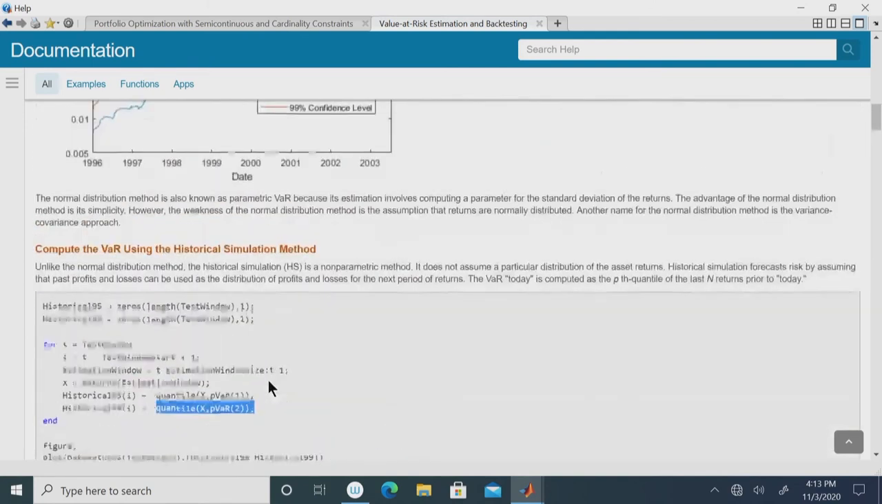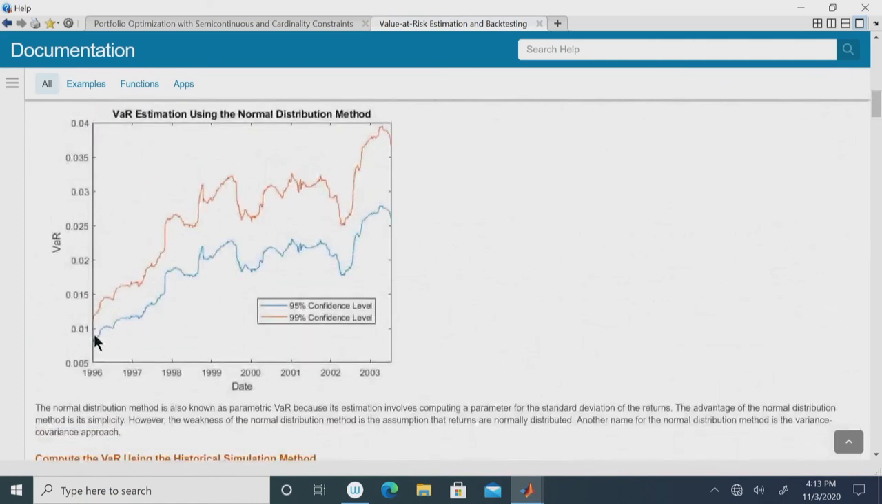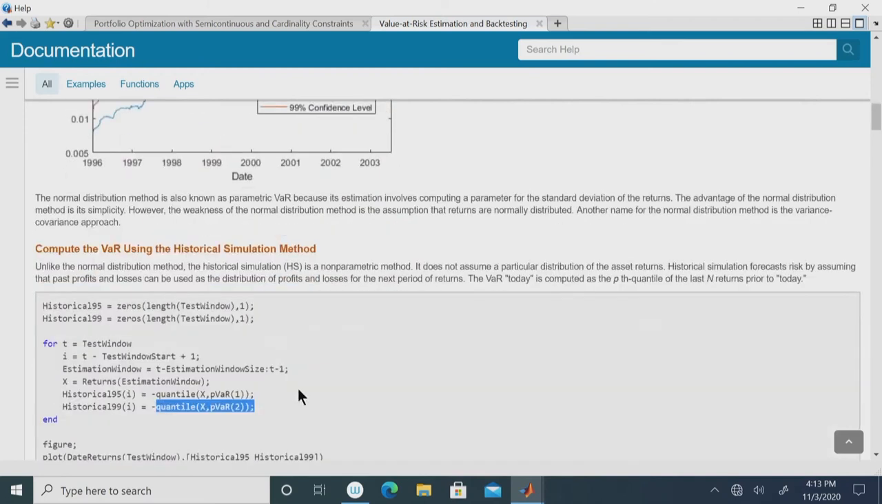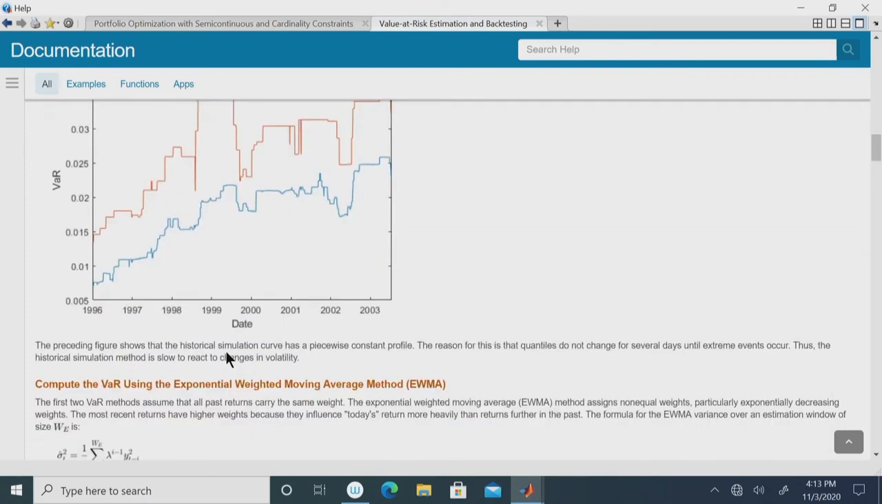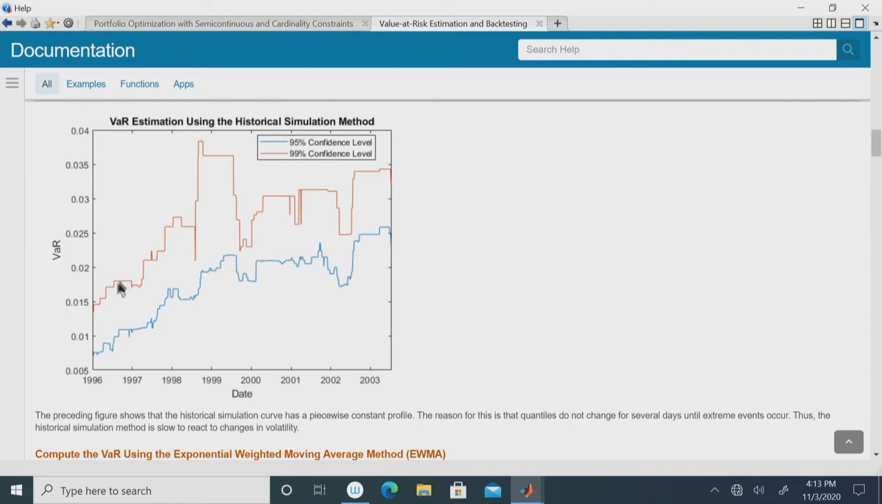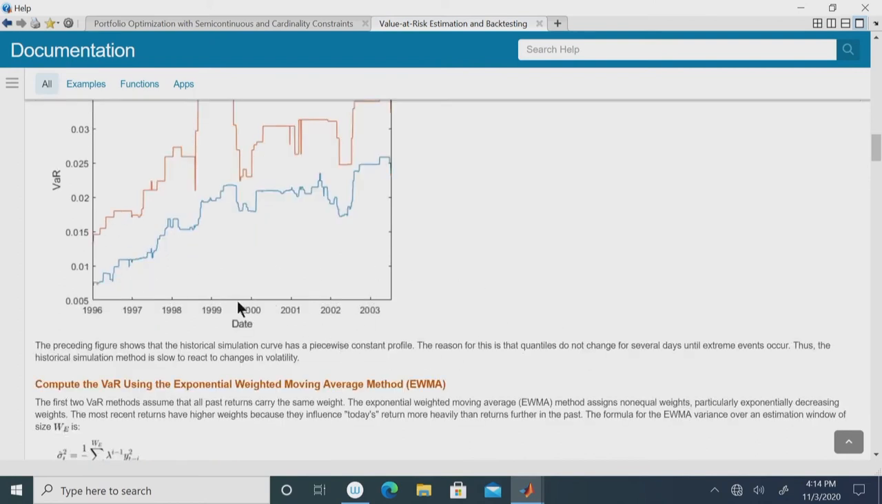So, here you can see that in the previous case we had the VaR as it progresses over time, one at the 95% level and one at the 99% level. We now have an identical graph here. Again, the blue graph is at the 95% confidence level, and the orange one is at the 99% confidence level as before. One thing you need to observe here is that there are periods where this exhibits a constant behavior, and the reason is that quantiles do not change for several days until extreme events occur. From this you see that this historical simulation method, while it is very easy to use and does not make use of any assumption about the distribution of returns, also suffers from the drawback that it reacts slowly to changes in the volatility.